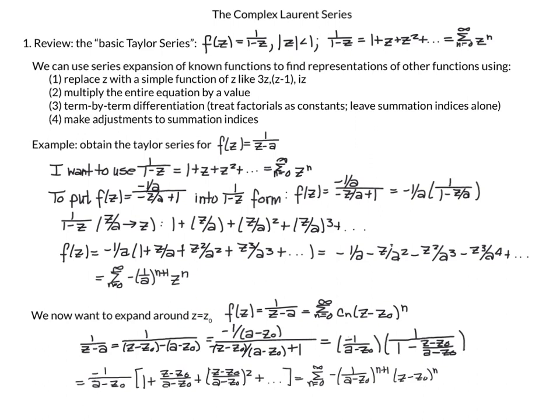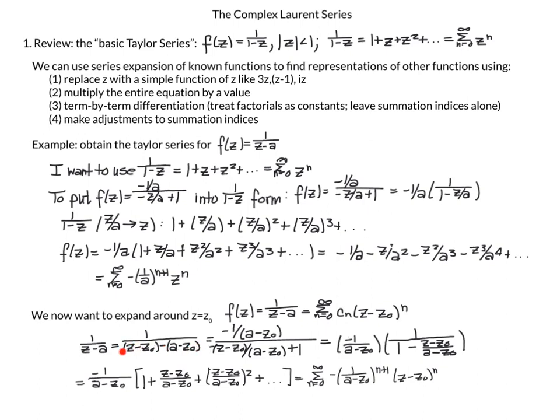Also, once I have this, I can decide, instead of expanding around 0, which is what I did here, I can expand around z equals z naught. And the way I do that is, for f of z equals 1 over z minus a, I introduce a z naught to my z by saying z minus z naught in the denominator. But of course that means I need to add a z naught also in the denominator. So this is how I do this.